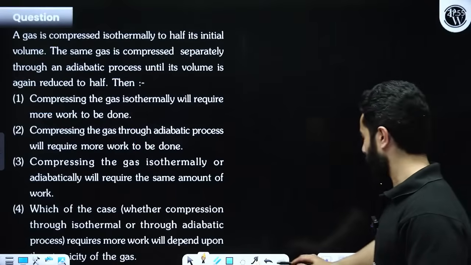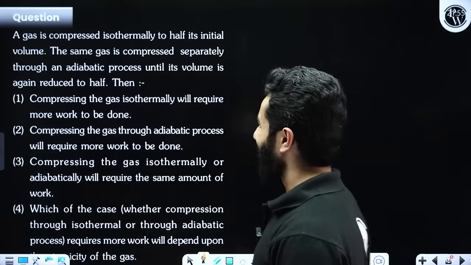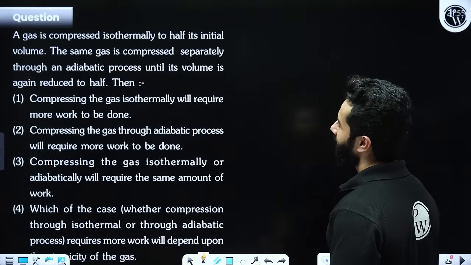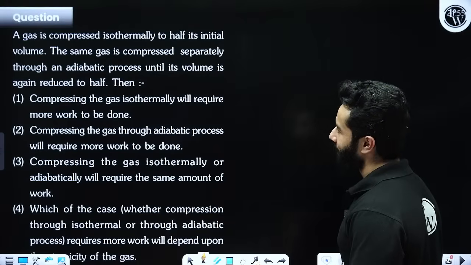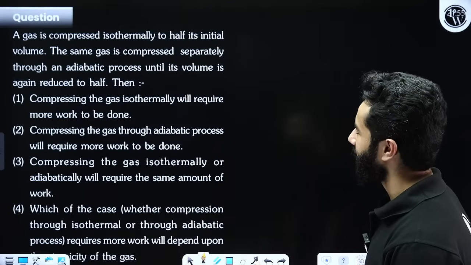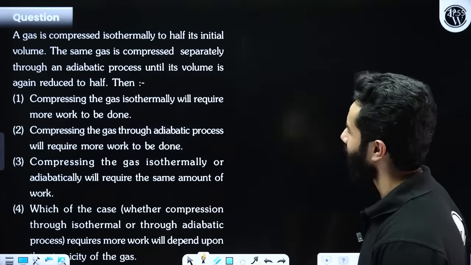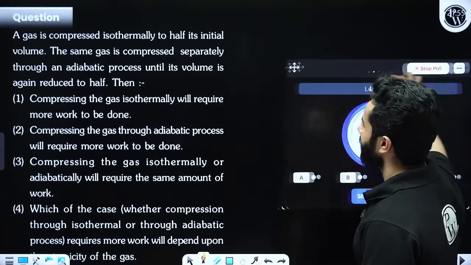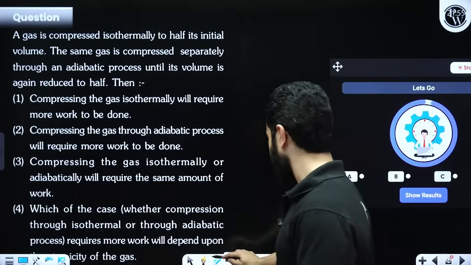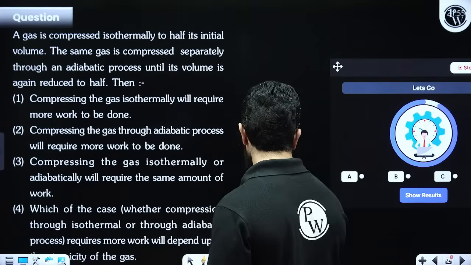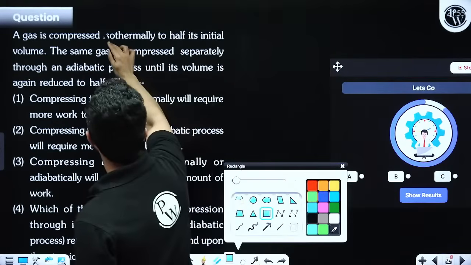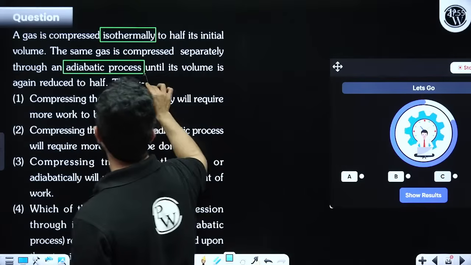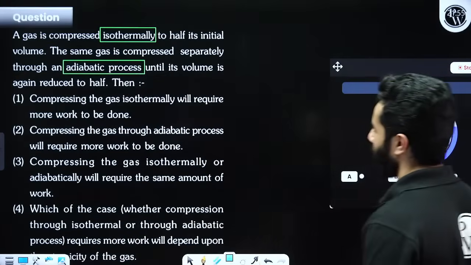Let's solve this one. A gas is compressed isothermally to half of its initial volume. The same gas is compressed separately through an adiabatic process until its volume is again reduced to half. Chalo, theek hai. 60 seconds is more than sufficient. Please remember, they are talking about comparing an isothermal process with an adiabatic process until volume becomes half.